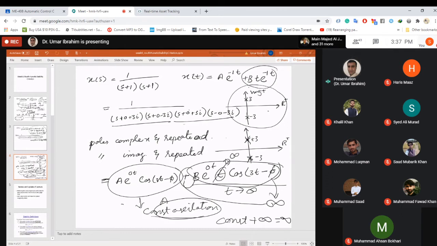So this means if you have only non-repeating imaginary poles, then the system is marginally stable. It is oscillating with a constant amplitude for any value of time t up till time t approaches infinity. But if you have repeated imaginary poles, then the system response will approach infinity as t approaches infinity, even for a bounded input.